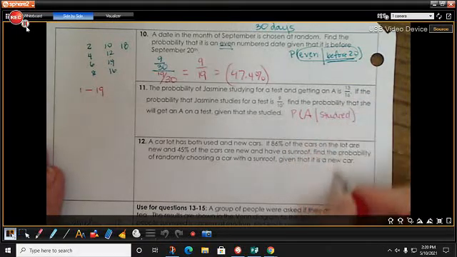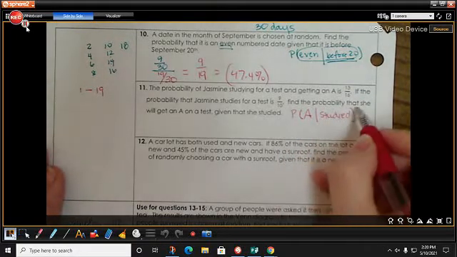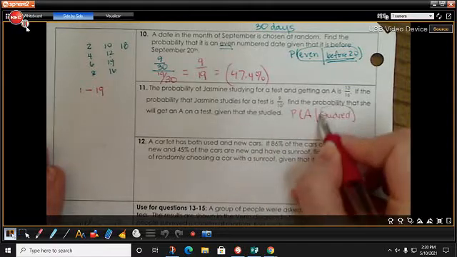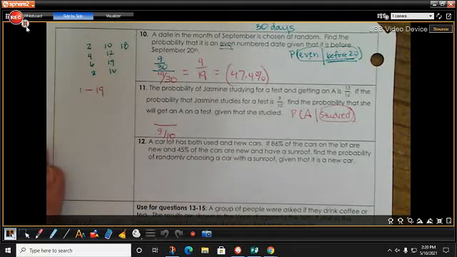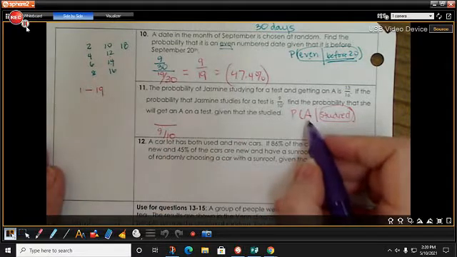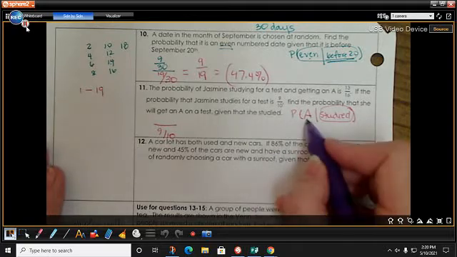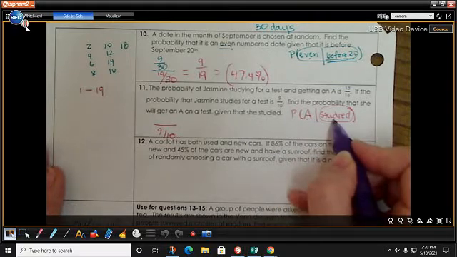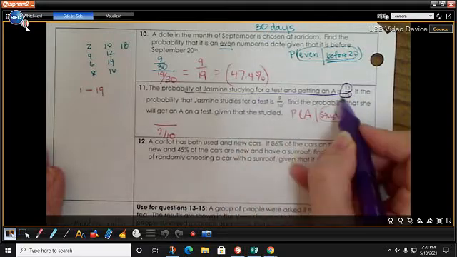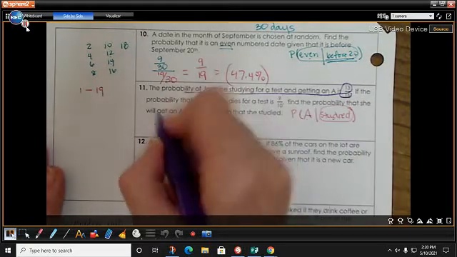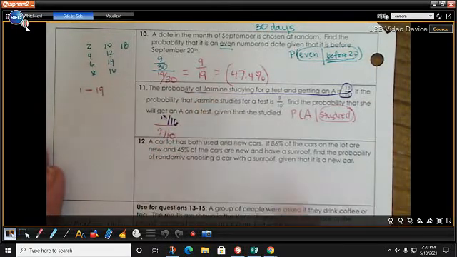Okay, so the first thing I need to do is, let's see. I know this probability. The probability is 9 out of 10. So I already know my number on the bottom. It's 9 out of 10. Now I need to know the probability that she's going to study and get an A on it. Oh, look, that was given to me. I was given the probability that she'll study and get an A is 13 out of 16.